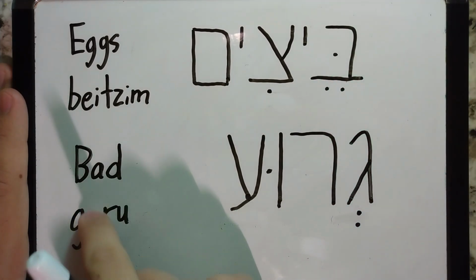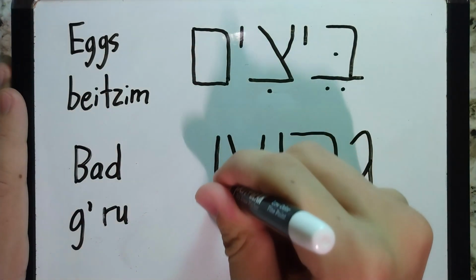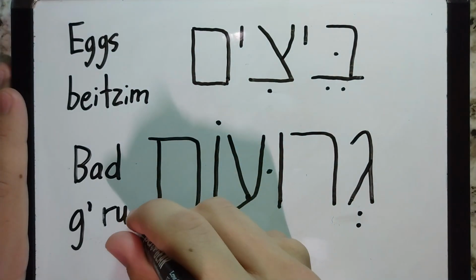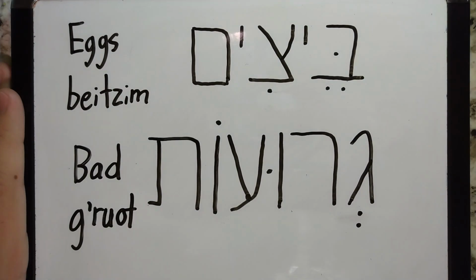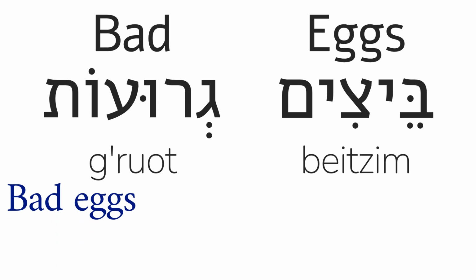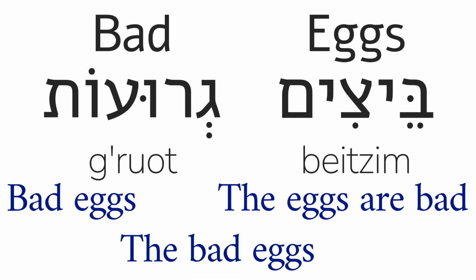So that is now a shva, and now we will be able to add the ot ending, which is vav with cholam and a letter tav. That says ot. And so that's the feminine plural form of garua, garuot. So now that we have a noun, beitzim, eggs, and an adjective that matches it in gender and number, garuot, bad, we're going to make 3 phrases in Hebrew. In English, these phrases are 1, bad eggs, 2, the bad eggs, and 3, the eggs are bad.